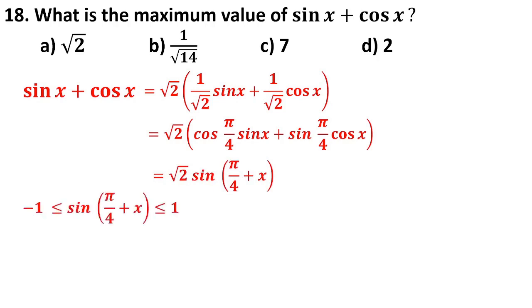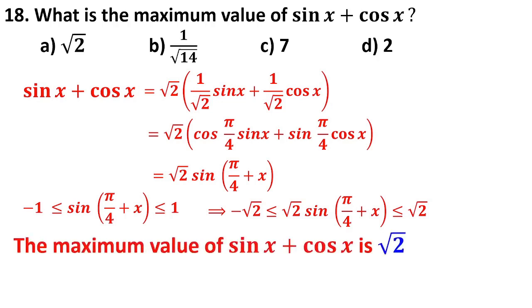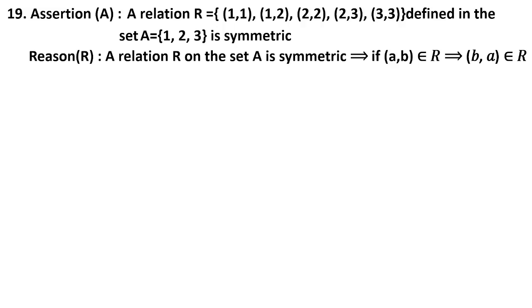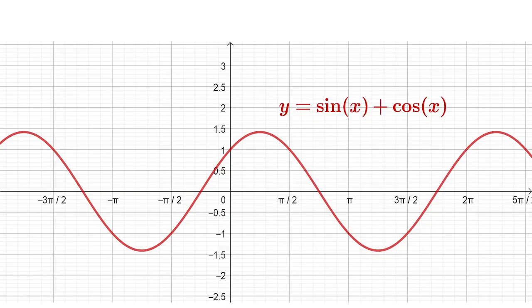Now sin of pi by 4 plus x always lies between minus 1 and 1. When I multiply by root 2, minus root 2 less than or equal to root 2 sin pi by 4 plus x less than or equal to root 2. Now from this inequality, you can tell what the maximum value is. Maximum value is root 2. And if they ask the minimum value also, it is minus root 2. We are seeing the graph of it. From the graph, you are seeing that the maximum value is root 2.